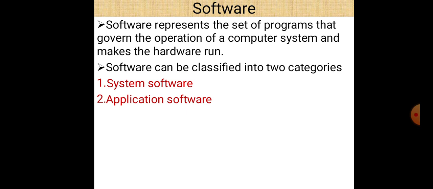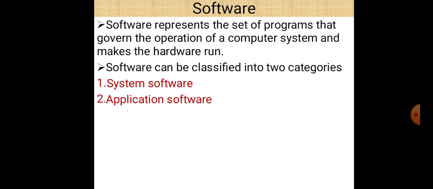In simple words, we can say that it is just a collection of programs. And what is a program? A program is nothing but only the collection of instructions. So we can say that a collection of instructions is called the program, and a collection of programs is called the software. In a broad aspect, software represents the set of programs that govern the operation of a computer system and makes the hardware run.